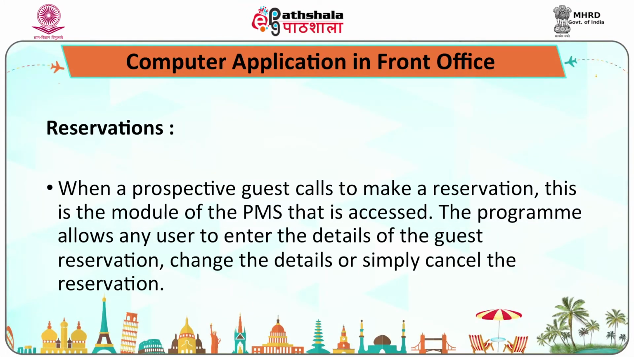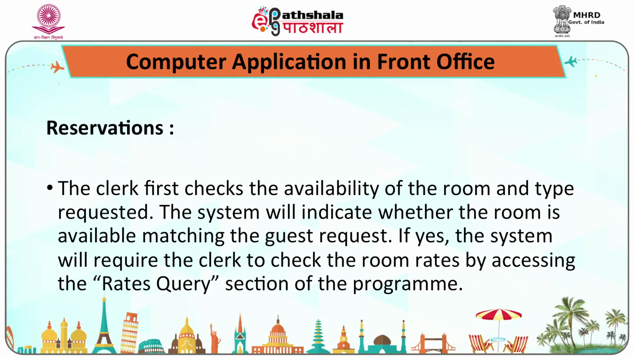Number 1, in reservations. When a prospective guest calls to make a reservation, this is the module of the property management system that assists. The program allows any user to enter the details of the guest reservation, change the details, or simply cancel the reservation. The clerk first checks the availability of the room and type requested. The system will indicate whether the room is available matching the guest request.